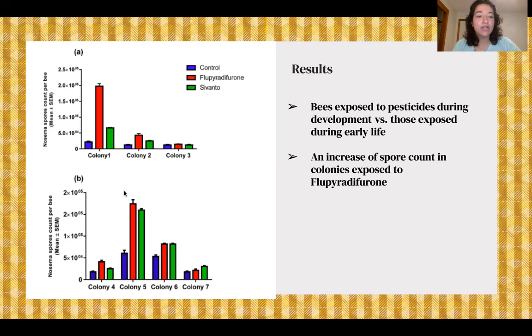For figure B, this shows the bees that were exposed to the insecticide during the early adult stage, and then later on exposed to the Nosema serenade spores. Colony 5 in particular had the greatest count of Nosema serenade spores, and this was higher for the bees that had been exposed to the fluopyridopherion first, and then closely following to the Savanto.